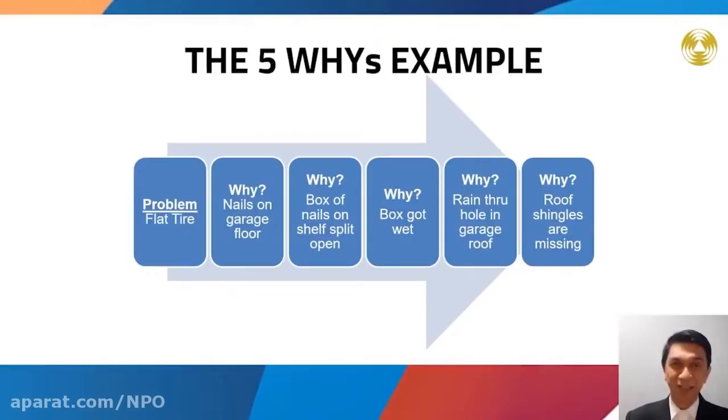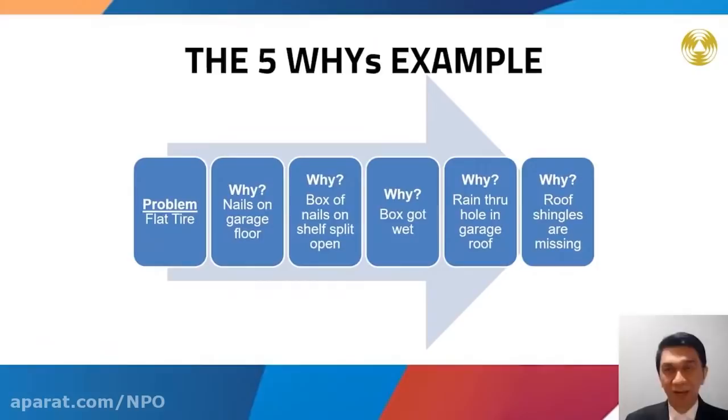In this example, you have a problem of a flat tire. Why? Because there are nails on the garage floor. Why? Because the box of nails on the shelf split open. Why? Because the box got wet. Why? Because the rain through the hole in the garage roof caused the box to get wet. Why? Because the roof shingles are missing.